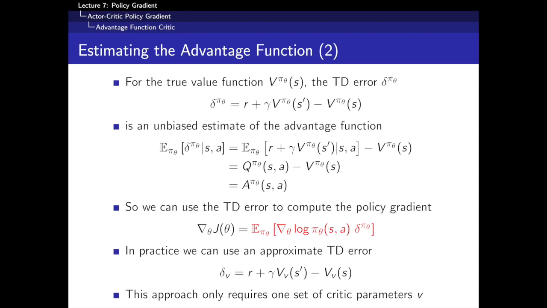But if we use a critic to estimate V, if we use a V hat now instead of the true V pi, and we use the TD error based on our approximate value function, and we just plug in that estimate of the TD error there, then we end up with something which is a good approximation to this policy gradient theorem. That's a practical algorithm. We estimate V, we generate TD errors using our V, and we move in the direction of those TD errors. And we only need one set of critic parameters, V, to do that.